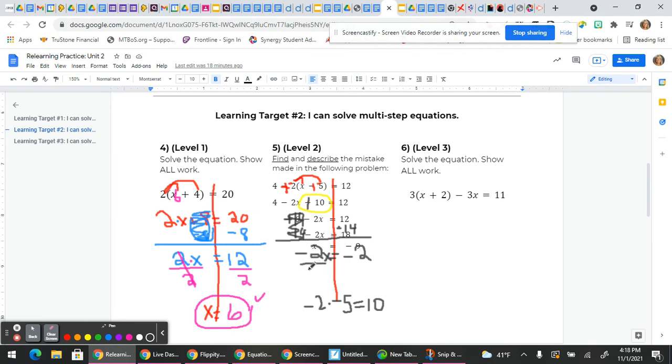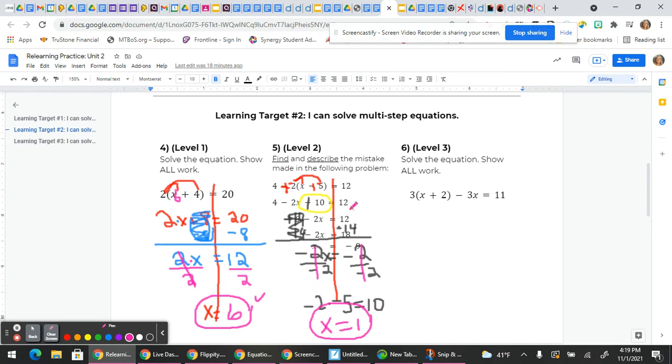So I would divide by negative 2 on the left, divide by negative 2 on the right. Oh, these turn out to be pretty nice. Negative 2 divided by negative 2 is 1x, and negative 2 divided by negative 2 is 1. So this should be x is equal to 1. So I did a little bit more. It said find and describe while I actually fixed the problem.